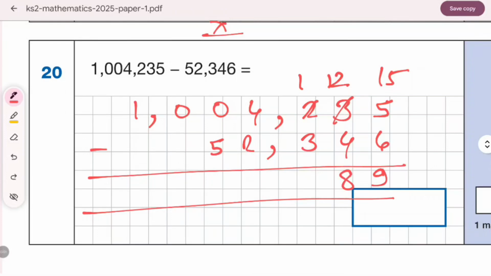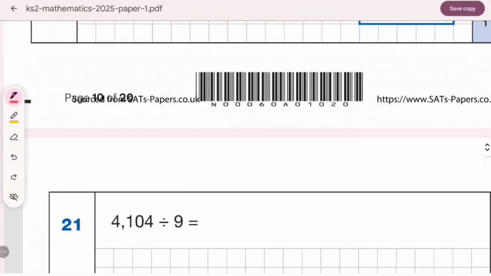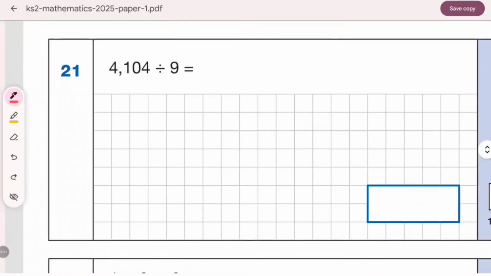1 minus 3 is again not possible, so we'll borrow. So 4 becomes 3 and this becomes 11. So 11 minus 3 we get 8, and 3 minus 2 is 1. Okay, now 0 minus 5 is not possible, so we'll borrow. So this 1 becomes 0, this becomes 10, and that 10 becomes 9 and this is 10. So 10 minus 5 we get 5 and this becomes 9. So the correct answer for this question will be 951,889.